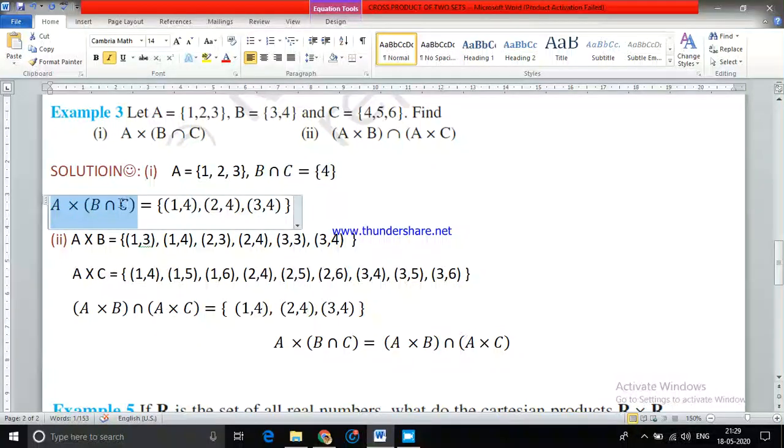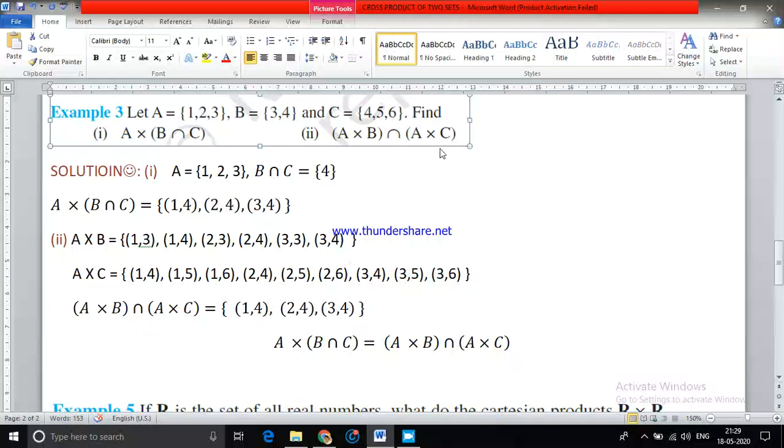Now if I want to find A cross B intersection C, the Cartesian product of set A with B intersection C, you can clearly see (1, 4), (2, 4), (3, 4). Now here you have A cross B and A cross C.